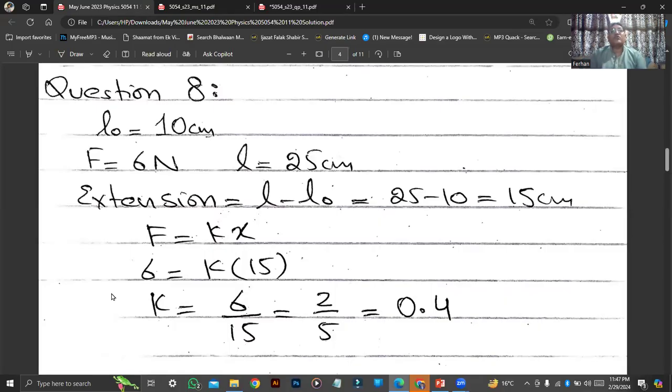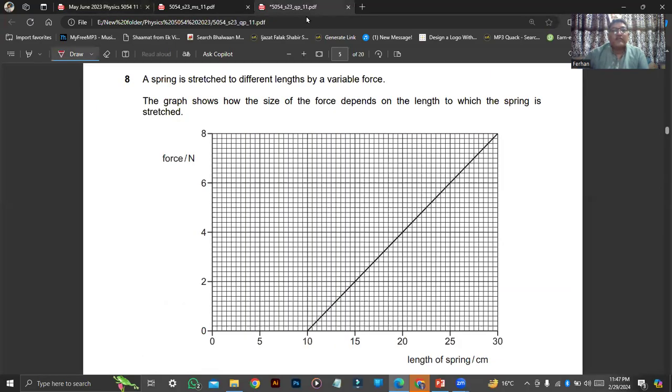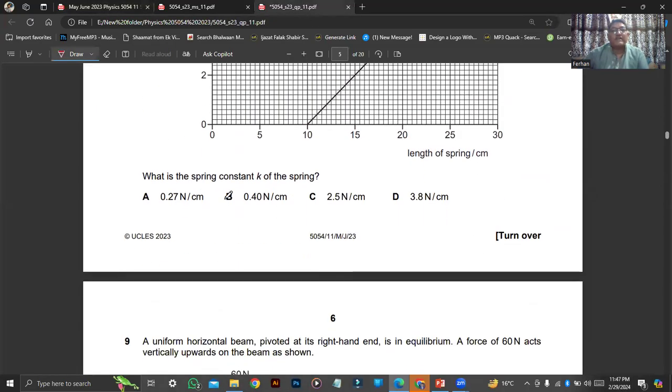You know, F equals kx. F is here 6 Newton. x is the extension, that is 15 centimeters. So k will be 6 divided by 15, and that will be 2 by 5, and that is 0.4. So 0.4 is the answer. 0.4 Newton per centimeter.